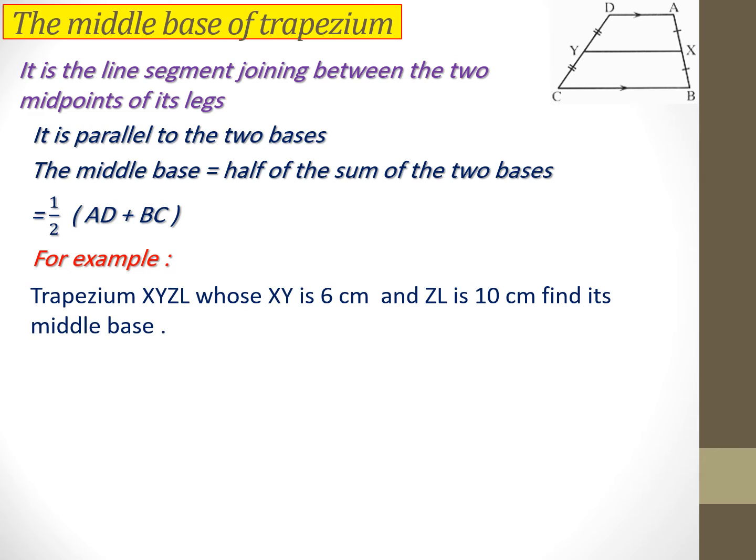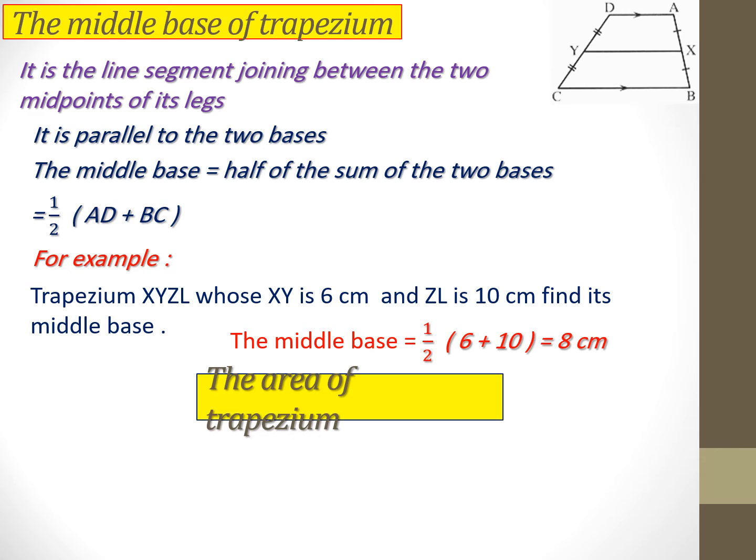Example: if there is a trapezium XYZL whose XY equals 6 centimeters and ZL equals 10 centimeters, find its middle base. So the middle base equals half of 6 plus 10 equals half of 16 equals 8 centimeters.